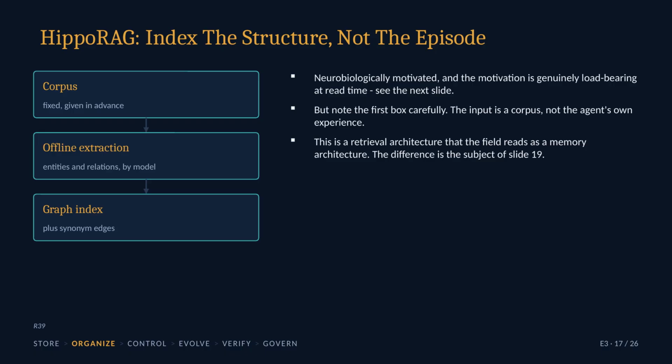But look hard at that first box. The input is a corpus. It is not the agent's own experience. This is a retrieval architecture that the field routinely reads as a memory architecture, and the difference between those two things is what slide 19 is about. That conflation between retrieval and memory is probably the most common category error in the field right now.